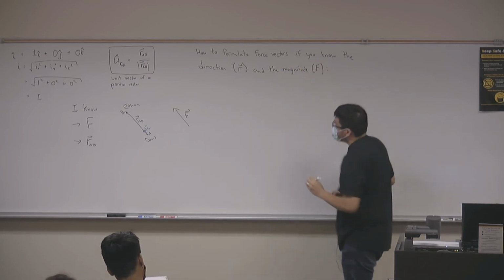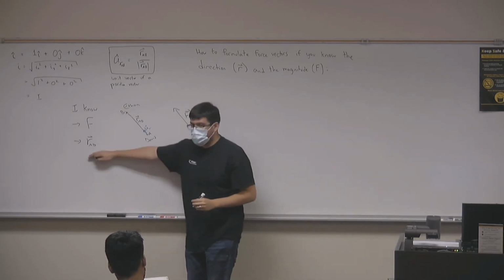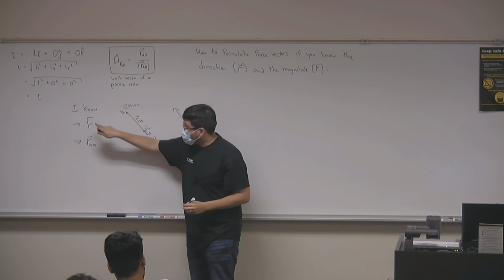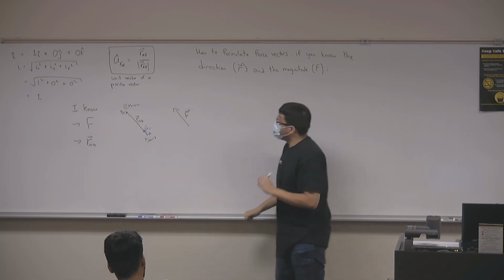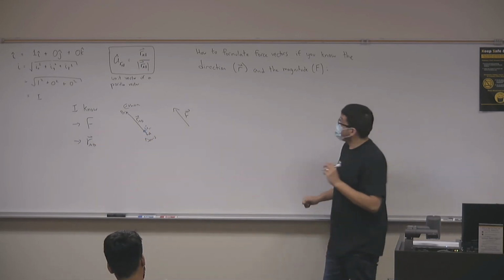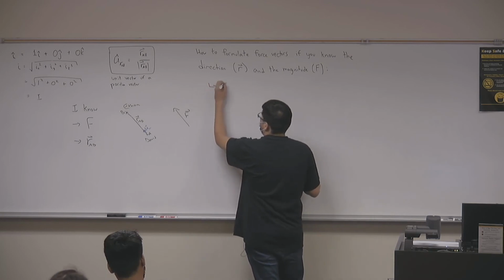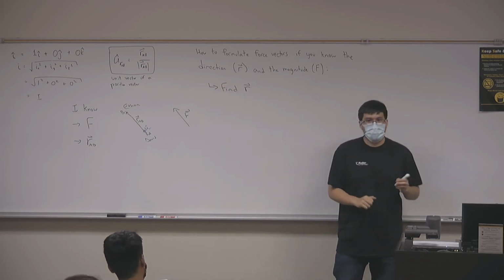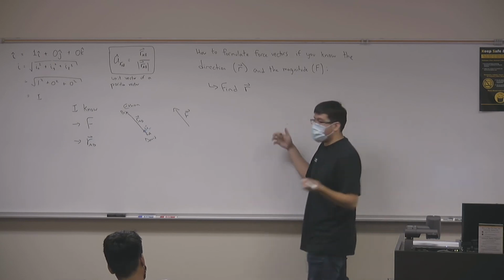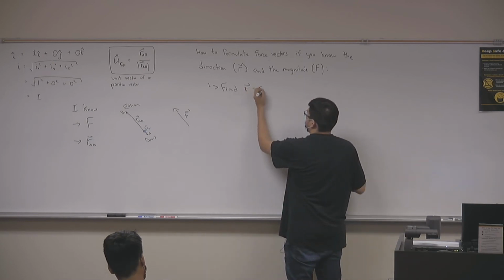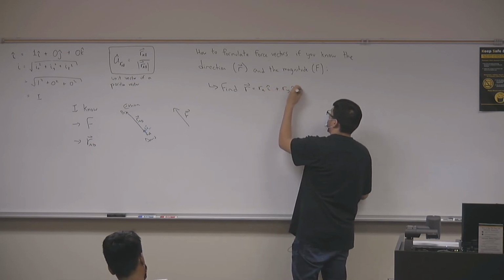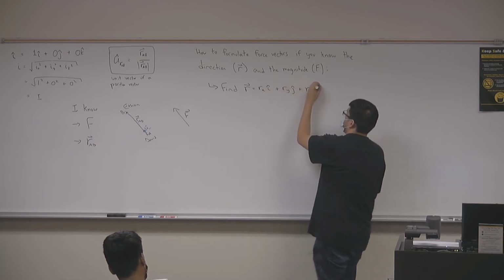And here's how. I know my position vector. I know my force's magnitude. I want to write this force as a vector. So the first thing I want to do is, if I don't have it yet, find the Cartesian notation of your position vector. So express it in i, j, and k terms, right? So rx i, ry j, rz k.